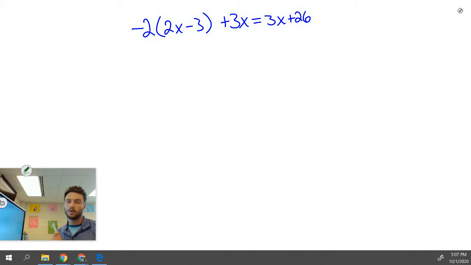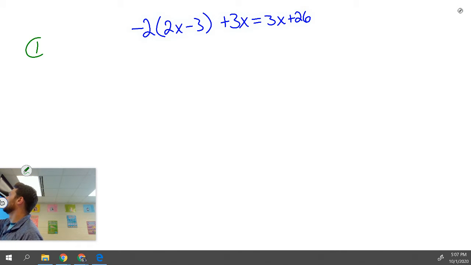Okay, so remember, all of this is the same stuff as solving. Our steps for solving equations are the same for solving inequalities. You just have to remember, if you ever multiply or divide by a negative, you flip the direction of the inequality. Cool. So step 1 is to distribute.